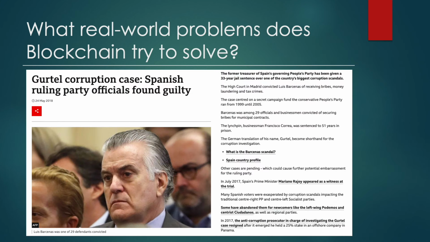A great example is the Gürtel case in Spain. Over a span of 10 years, government officials reaching up to the president's office funneled illicit donations and bribes to the then ruling party in exchange for rigged government contracts. This shows that documents can be forged, falsified, and misrepresented for malicious objectives. And this is where blockchain comes in.